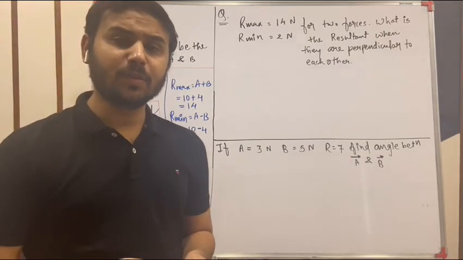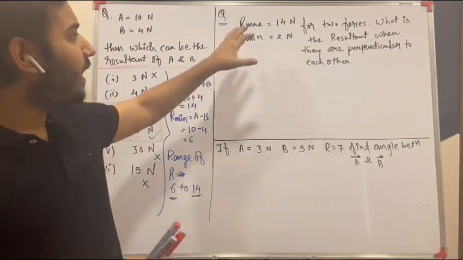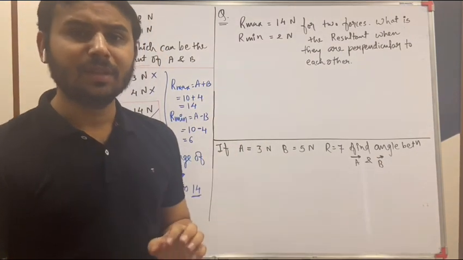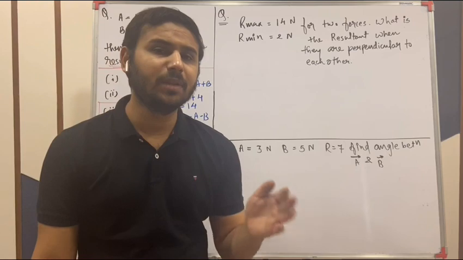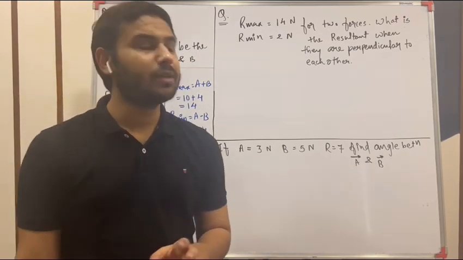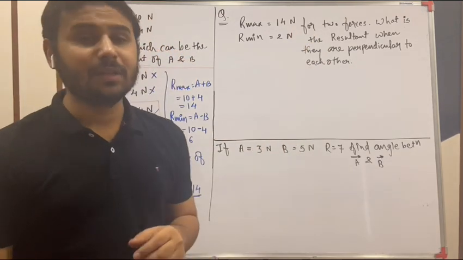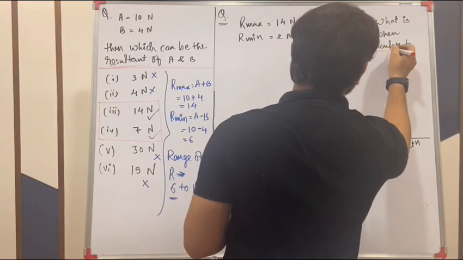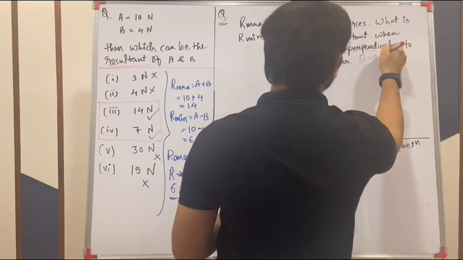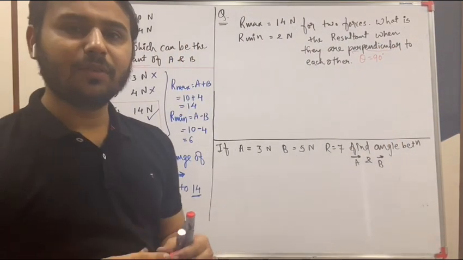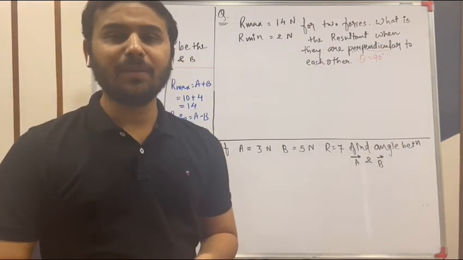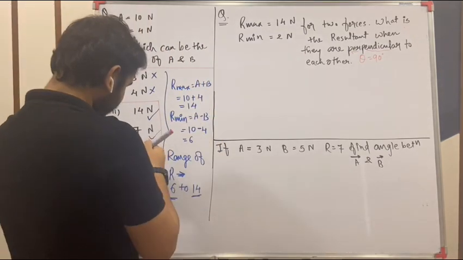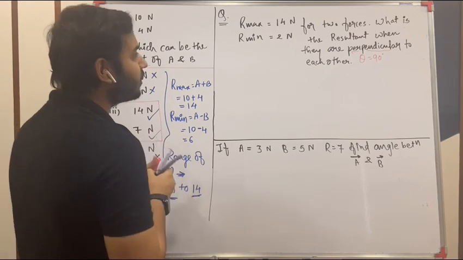So here is the next question. R max is equal to 14 Newton, R minimum is 2 Newton for two different forces. The maximum possible value is 14 and the minimum possible value is 2 Newton. What is the resultant when they are perpendicular to each other? Here perpendicular means theta is 90. For two perpendicular forces, the angle between them is 90 degree. Let us start the solution for this.